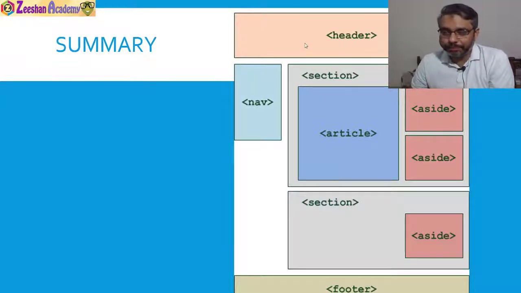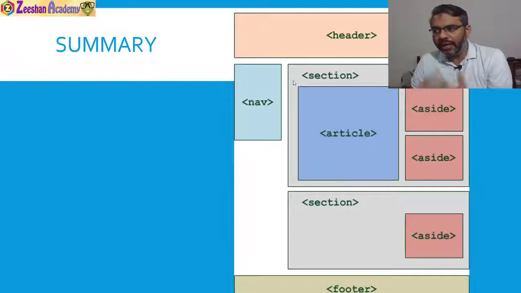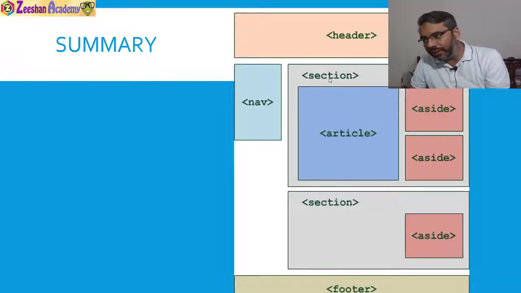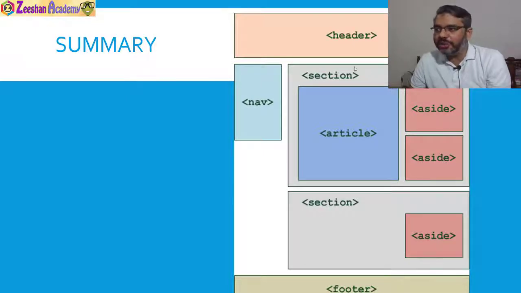So I have a header, then I have a navigation, then I create a section. Inside this section, I have an article. Inside this article or within this section, I have an aside or 2 asides as well. Then after this section ends, I can create another section, aside, and footer, and so forth. So this is basically how we structure our web page components. Okay, so I hope it's clear.